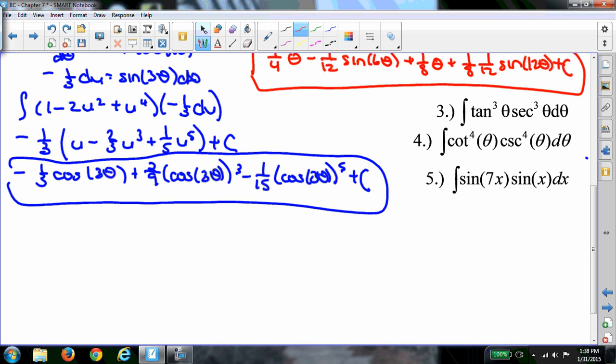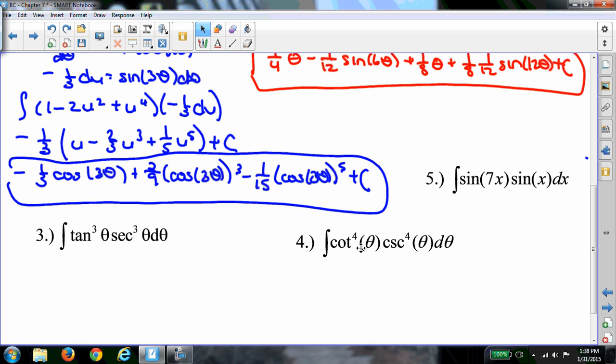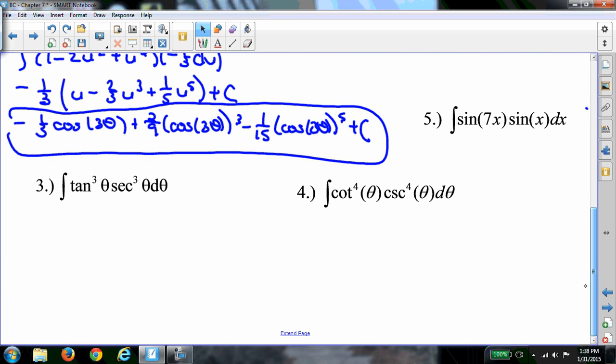Now we're going to look at these three here. We'll look at tangents, we'll look at some cotangents, and I'll save this one also for later. So with the tangents and secants, you need to remember your derivatives for secants, tangents, cotangents, and cosecants, and that way you know what to set aside and what to try.